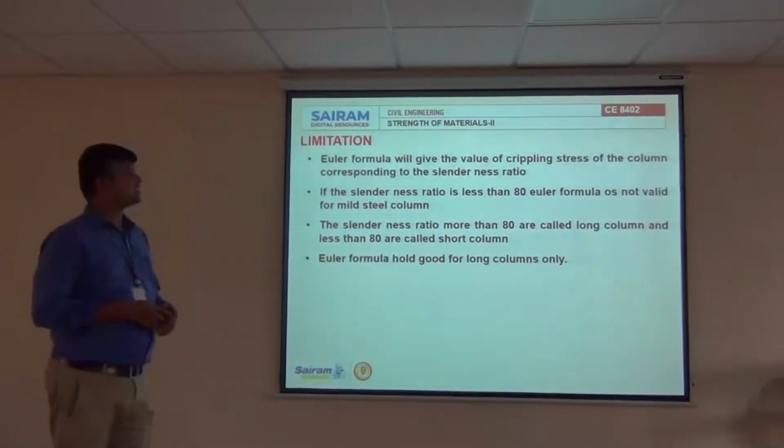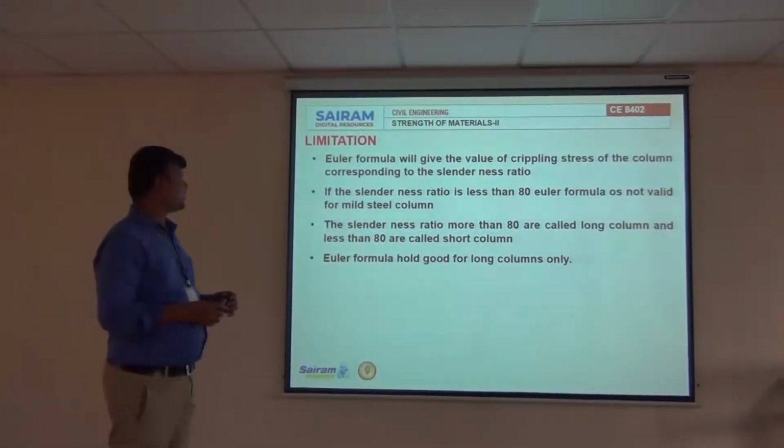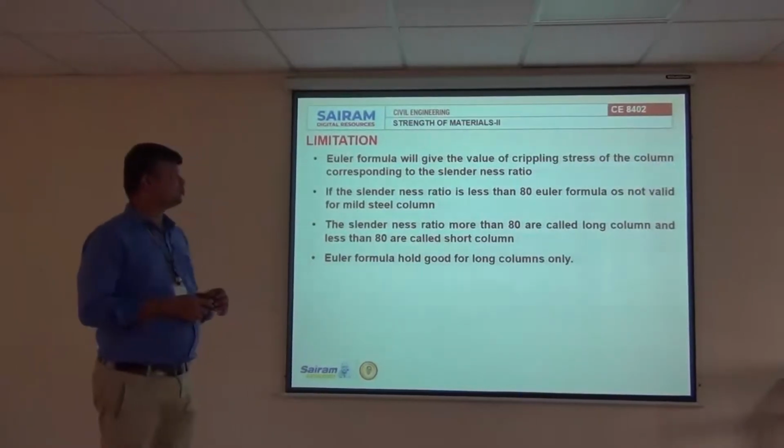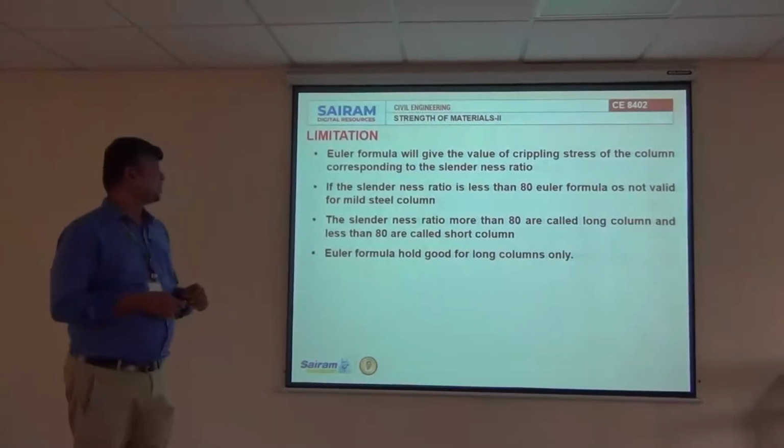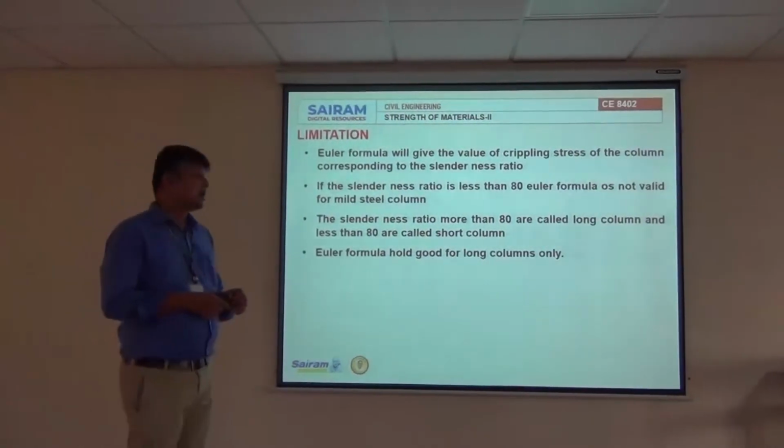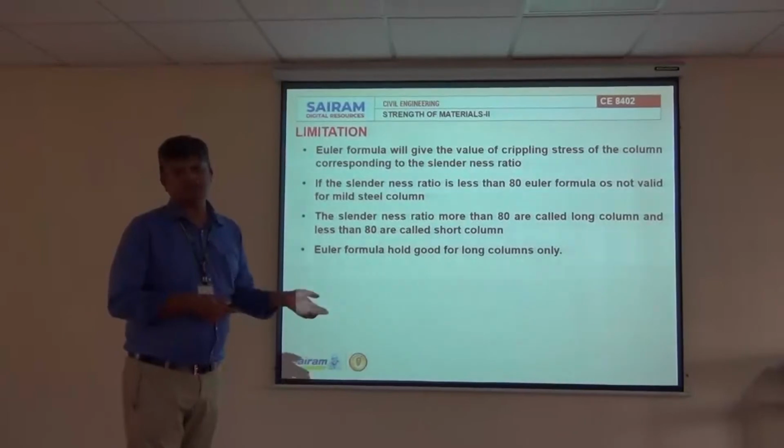Next, if the slenderness ratio is less than 80, Euler's formula is not valid for a mild steel column. Columns with slenderness ratio more than 80 are called long columns and those less than 80 are called short columns. Euler's formula will hold good for long columns only. For short columns you cannot apply Euler's formula.